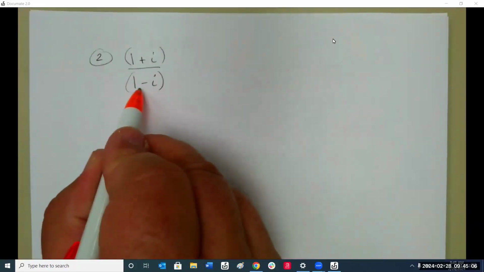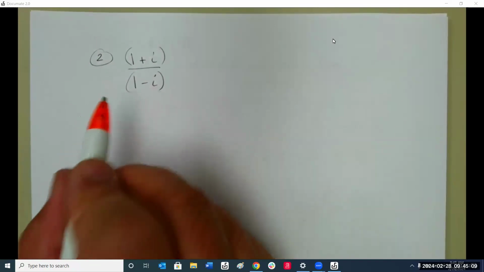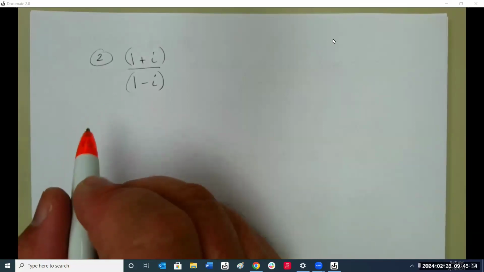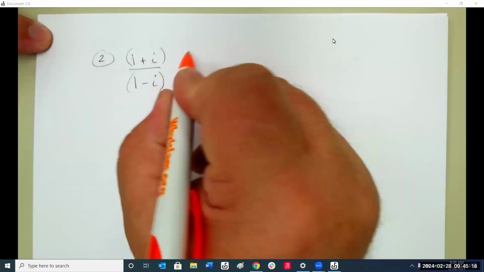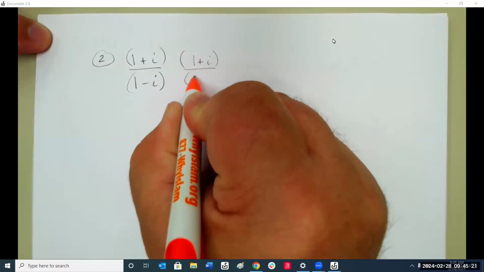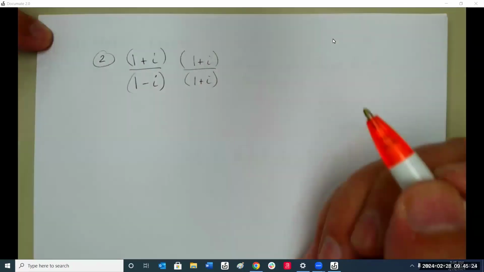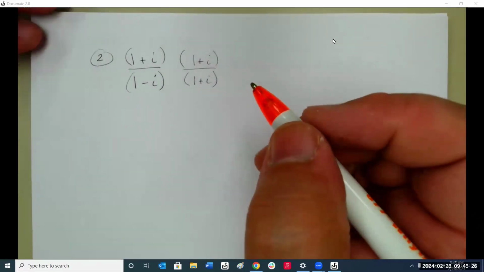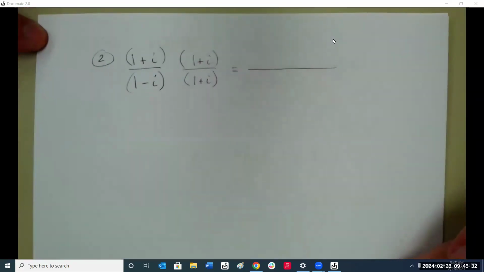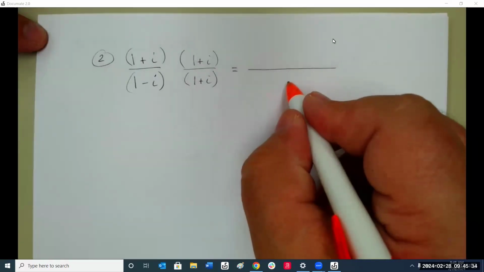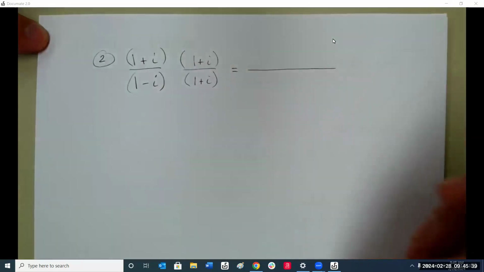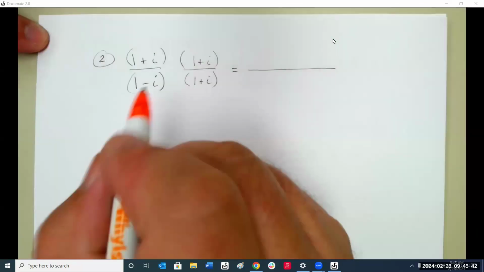Because it's a binomial, we multiply by the conjugate. If it was a monomial with an i on the bottom, then we just multiply i over i. But since that's a binomial, what's the conjugate here? 1 plus i. You only look at what's on the bottom. Don't care about the top. It's going to fix itself at the end. Okay, let's work it out.